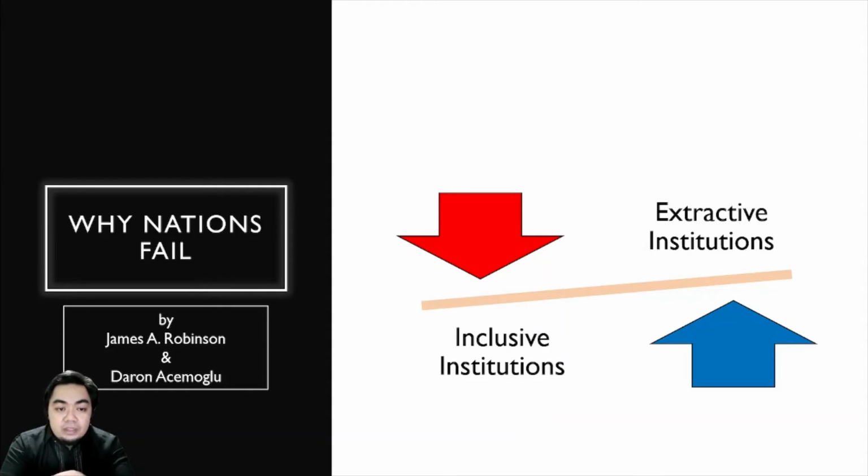So, in this regard, I think it is a good starting point for us in this class to actually watch or to actually listen to the arguments of James A. Robinson and Daron Acemoglu in Why Nations Fail. Links to this document will be provided later. In summary, they sum up their factors into two broad categories: inclusive institutions and extractive institutions.